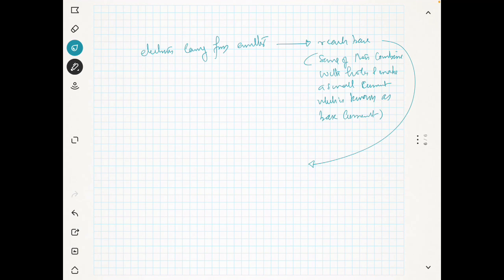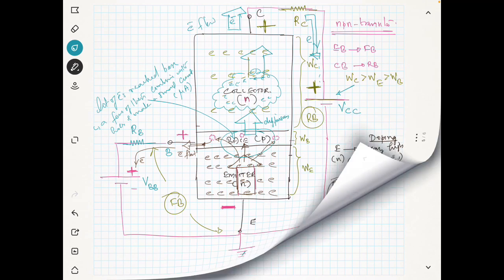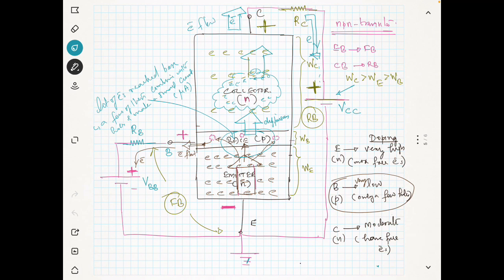Now when they reach the base, a lot of electrons will undergo diffusion because of the concentration difference, and they will reach the collector. Whenever they reach the collector, the positive field will pull the electrons, and it will make a current. So that's what is happening. Electrons are reaching at the collector.